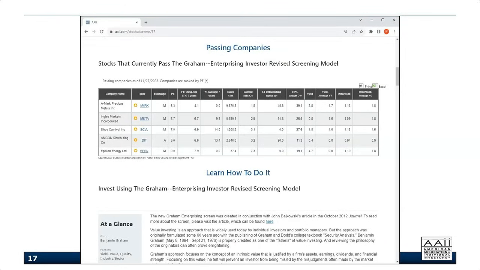AAII also provides a detailed description of each approach. So these screens serve as an educational tool to help investors see what works and what doesn't when building a stock selection strategy. And I think it's very important to know not only what does work when it comes to investing, but also what doesn't work, so you can avoid those missteps that historically have led to poor performance.